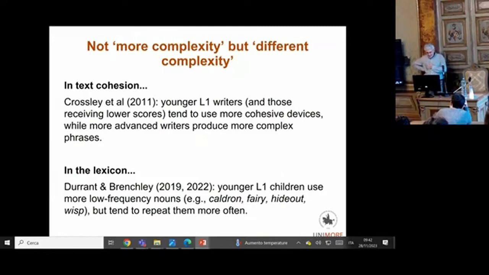Phil Durrant and colleagues showed, for example, that younger L1 children do use complex language in the sense, for example, of rare forms, low frequency nouns, but they tend to repeat them more often. So on the one hand, it's more complex. On the other, it's less complex. So in their data, development over time is a matter of different complexity, not just more complexity.